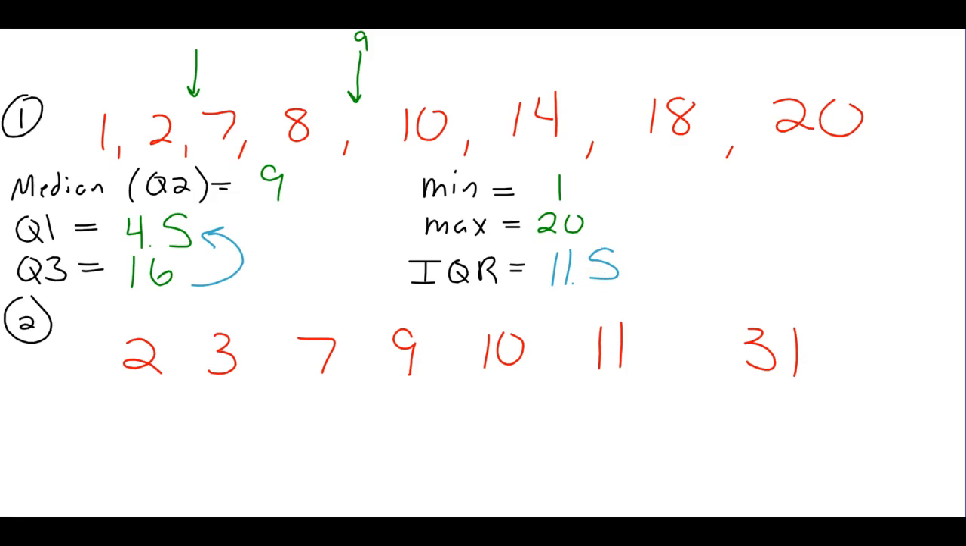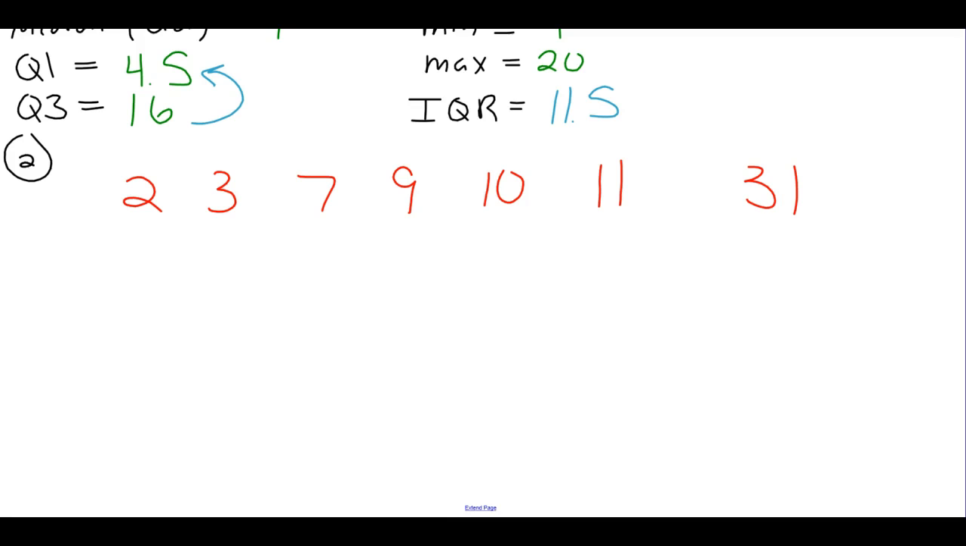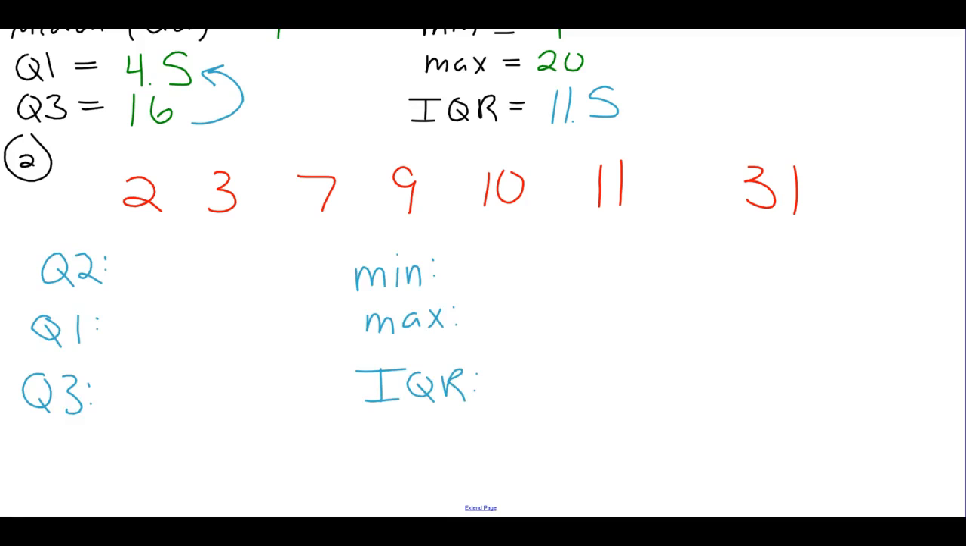I'll give you one more minute to finish up number 2 if you haven't done that one yet. So what happens when we have an odd number? It's easier. What would the median be? 9. The exact middle number is 9. So that is the median, quartile 2.